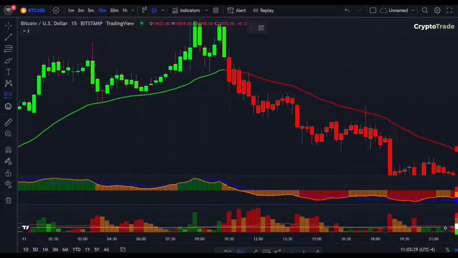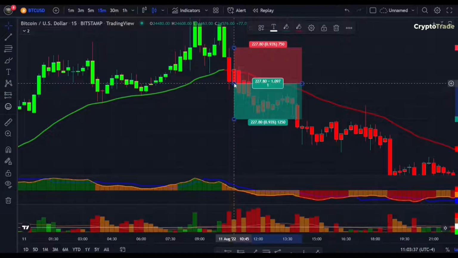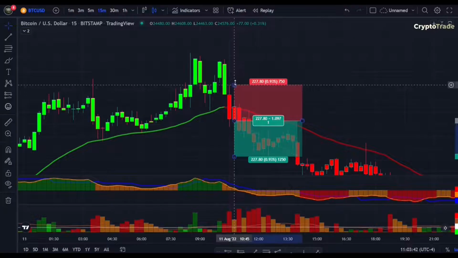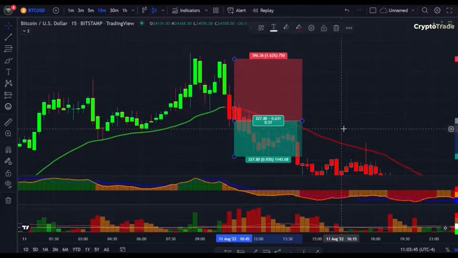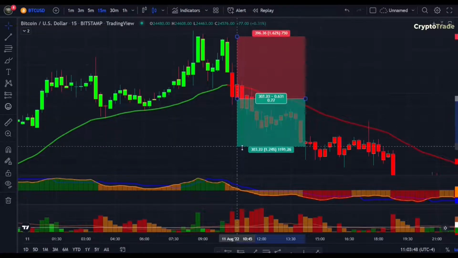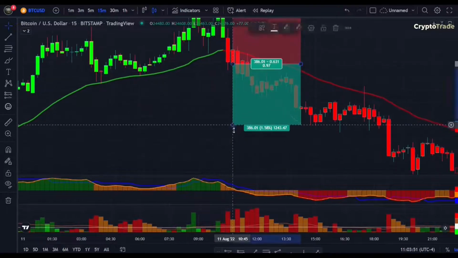Wait for a red confirming candle to close. As these conditions are met, then place a sell order at the close of the red candle. Place the stop loss above the nearest swing high. The risk to reward ratio will be set to 1 to 1.5.